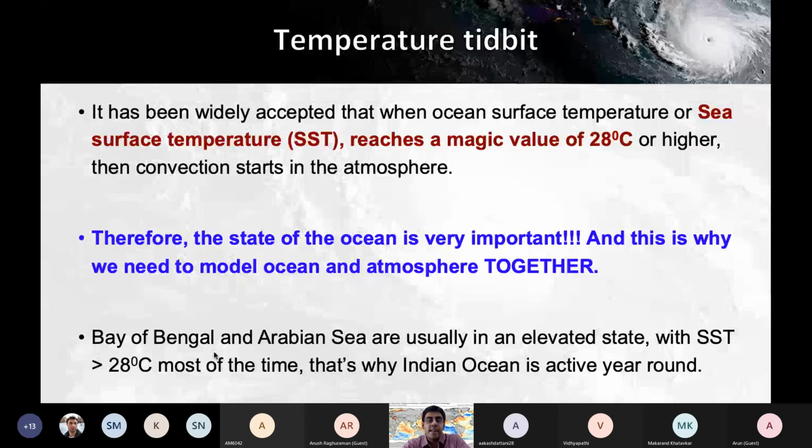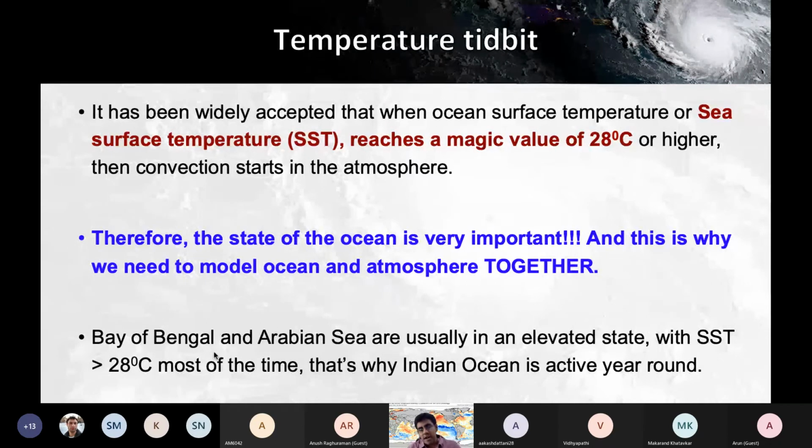Okay. And this 28 degrees has been found from a lot of observation that people have done. And we still don't know why this magic value of 28 degrees is that. Why is it not 27, or why is it not 29? Why is it 28? So there is no answer for that. Okay. But the good thing is that at least we know that when we look for these 28 degrees values of temperature in the ocean, these are the hotspots for creation of storms. Okay. And that is why your Bay of Bengal and Arabian Sea are usually in an elevated state.